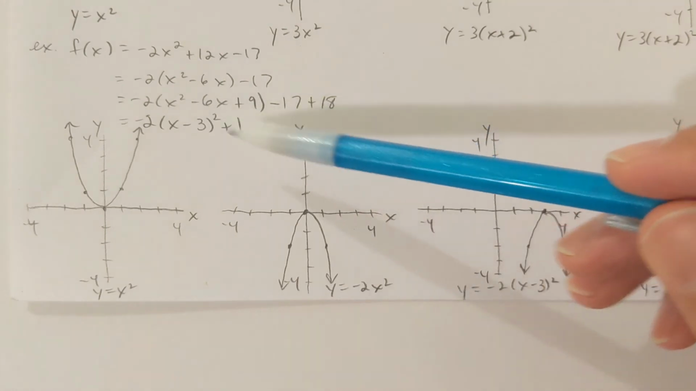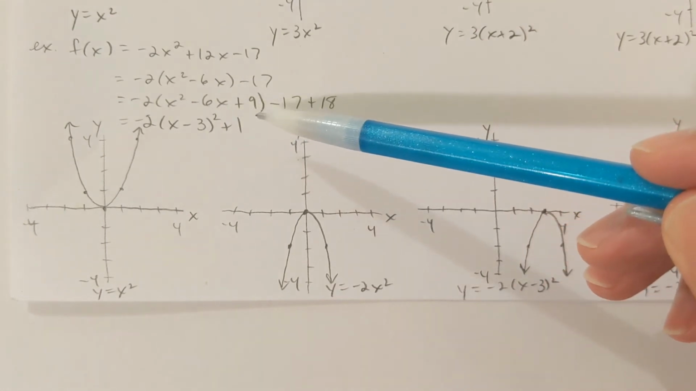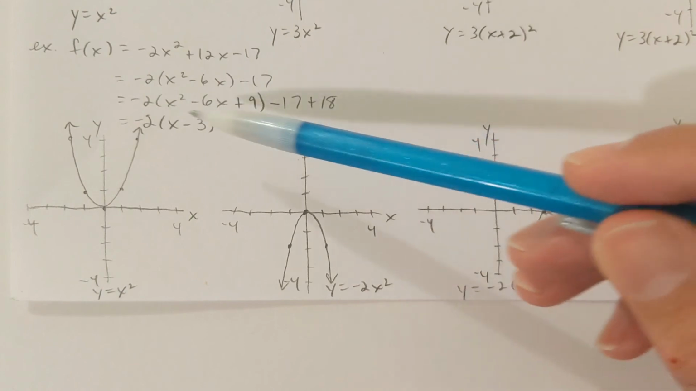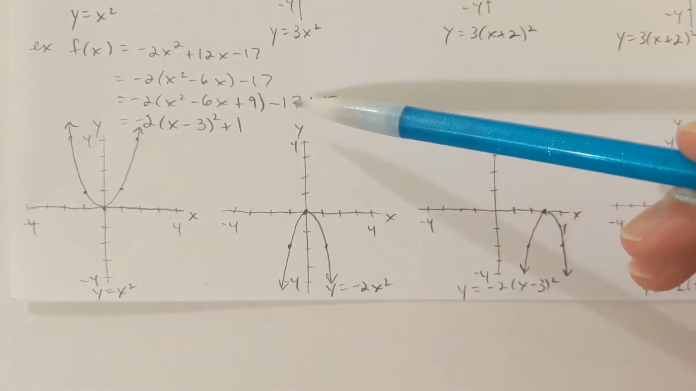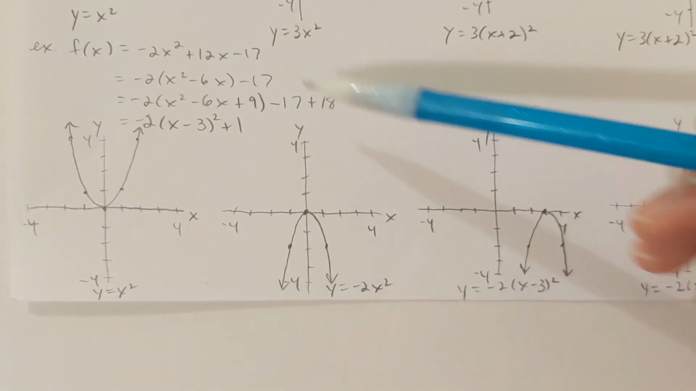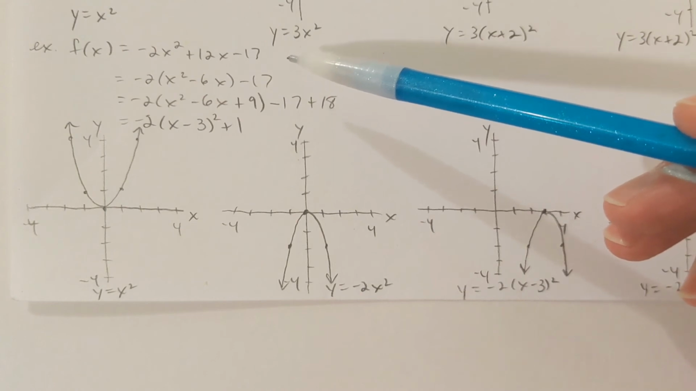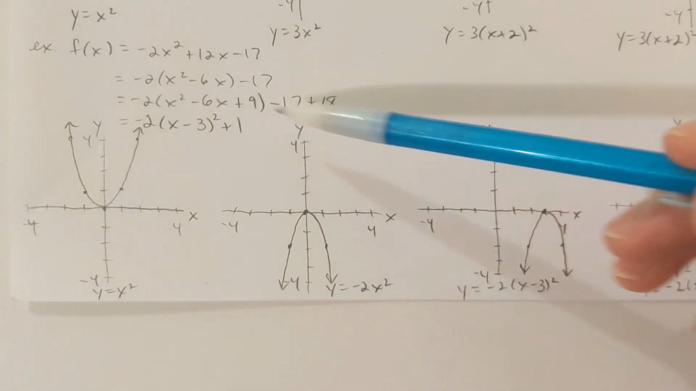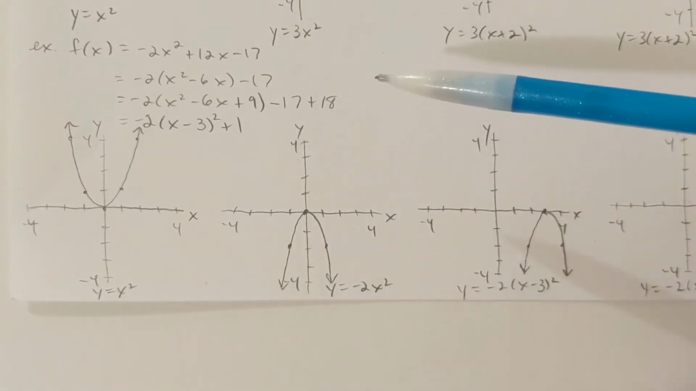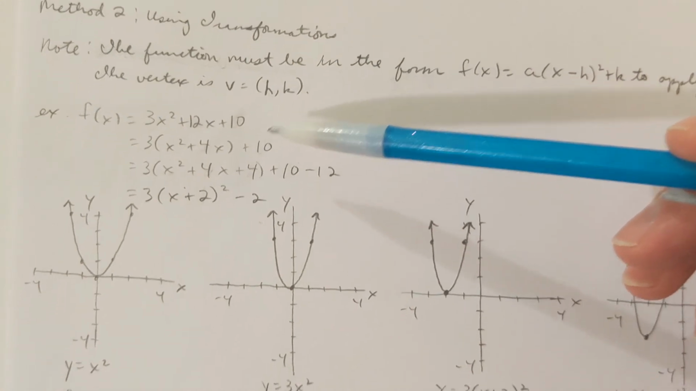Okay, so I've got negative 2 times (x squared minus 6x plus 9), minus 18. Negative 2 times 9 is minus 18. Minus 17 plus 18. So the plus 18 gives me 0. And it's like I've done no harm there, I've added 0. So this expression is the exact same as this expression. Okay? Just like up here, this expression is exactly the same as this expression.